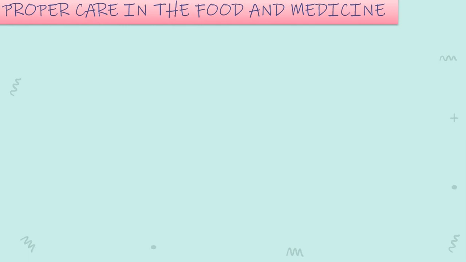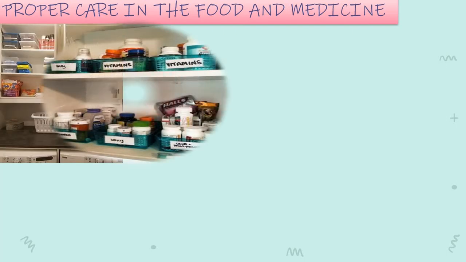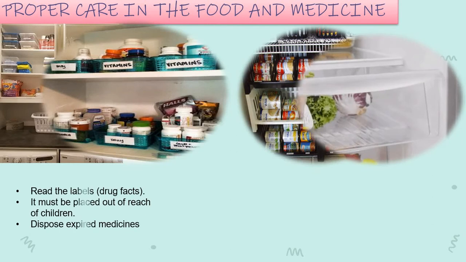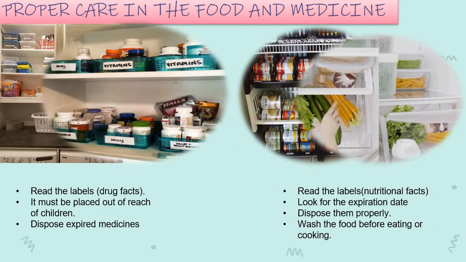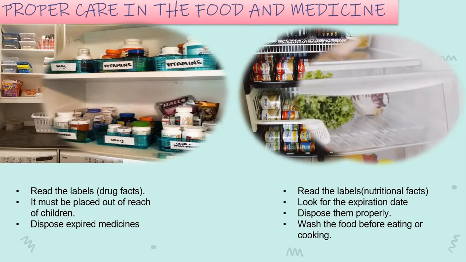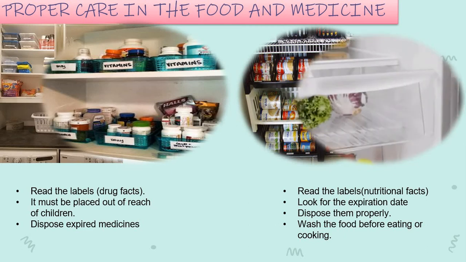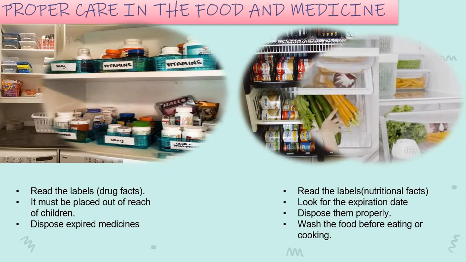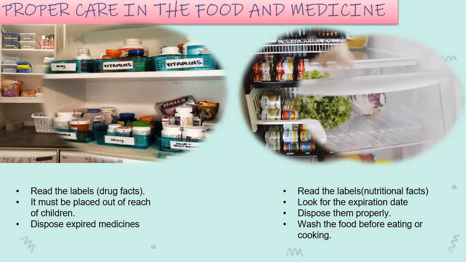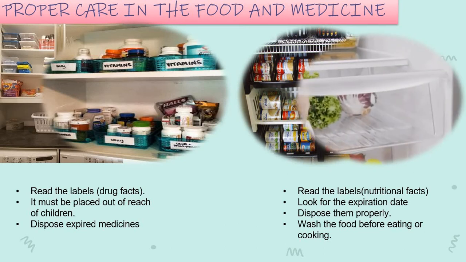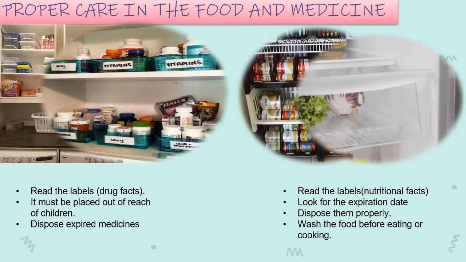Now, we have also here the proper care in the food and medicine. Read the labels and drug facts. It must be placed out of reach of children and dispose the medicine that are expired. In our food, you also need to read the labels or the nutritional facts. Look for the expiration date, dispose them properly, and wash the food before eating or cooking.